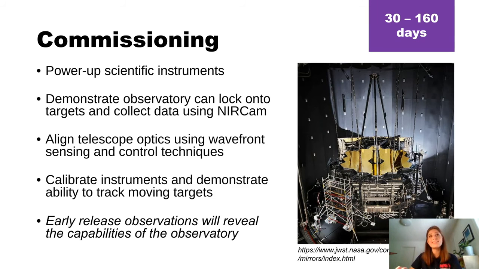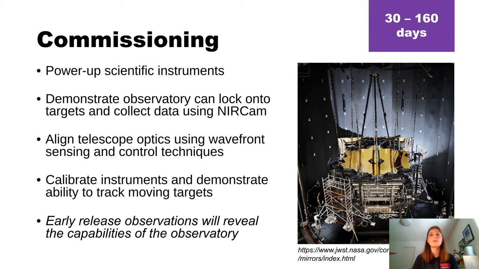Once Webb gets to L2, we have the final period of commissioning. Commissioning is going to take quite some time, around 130 days, but it's really necessary to make sure that all of the instruments are performing as needed. So first, the scientific instruments are going to power up, and then the observatory is going to demonstrate that it can lock onto targets and collect data with NIRCam, the near-infrared camera.